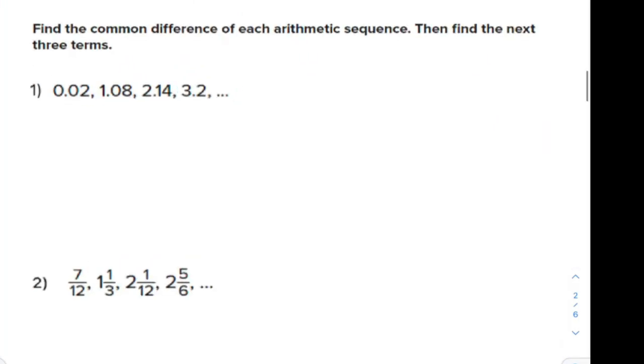Find the common difference of each arithmetic sequence. Now, for the coming questions, it's already given that it's an arithmetic sequence, so we don't need to check each difference. We just find the common difference by subtracting any two consecutive terms. So we can find this difference. This difference is 1.08 minus 0.02.